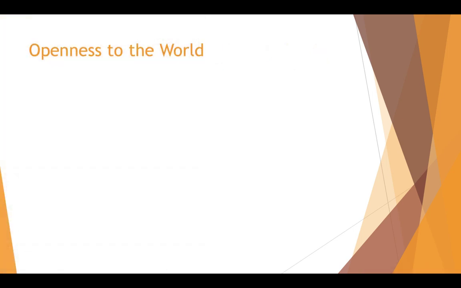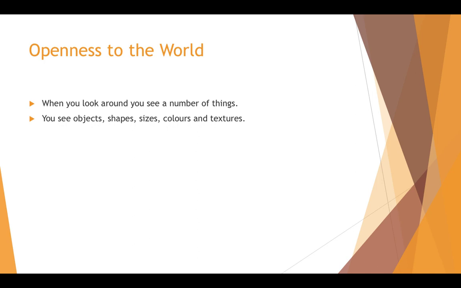But what is the intuitive idea of perception? This is really the direct realism argument, or the openness to the world view, okay? When you look around, you see a number of things. You see objects, you see shapes, you see sizes, you see these shapes have different colours, they have different textures. I've got a water bottle here. I'm looking at this water bottle. It's see-through, it's got a label on it, it's of a certain shape, it's of a certain size. If I touch it, it's got a certain texture.